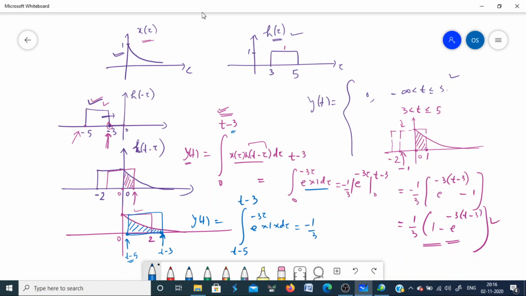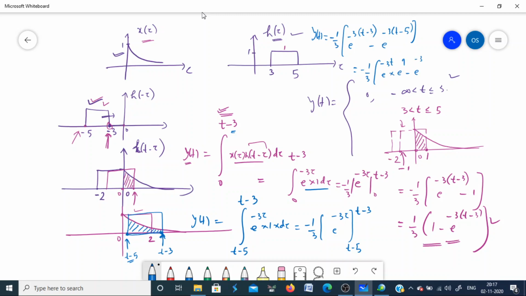So you again get 1 minus 3 e raised to power minus 3 tau, limits t minus 5 to t minus 3. Okay, so if you solve it, you will get y(t) is equal to minus 1 by 3 [e raised to power minus 3 tau], upper limit is t minus 3, minus e raised to power minus 3, lower limit is t minus 5. So you get 1 minus 1 by 3 e raised to power minus 3t into e raised to power 9 minus e raised to power minus 3t into e raised to power 15.